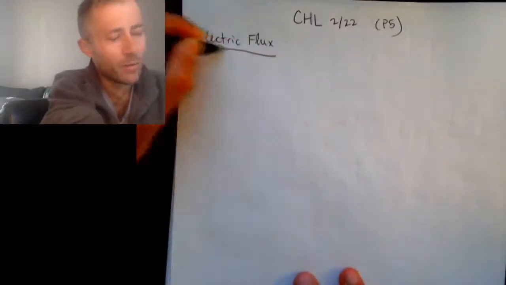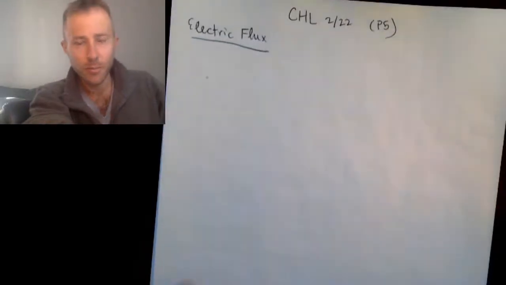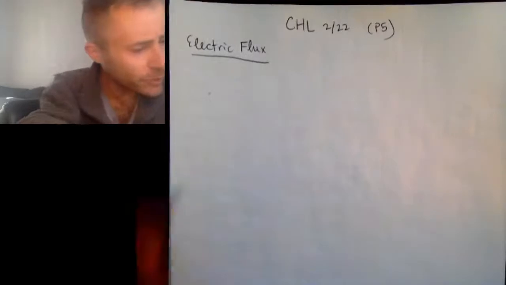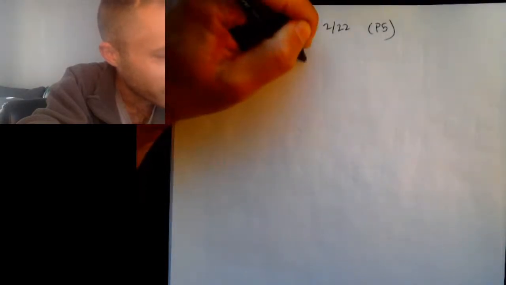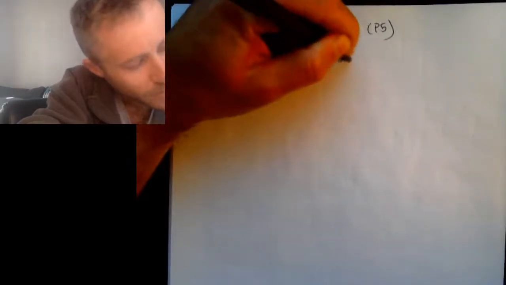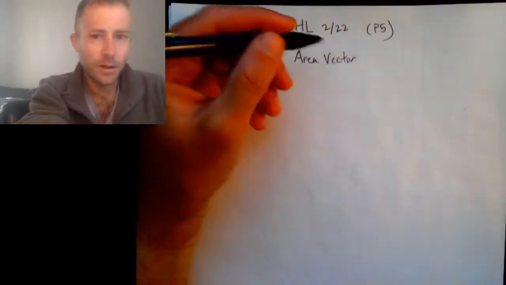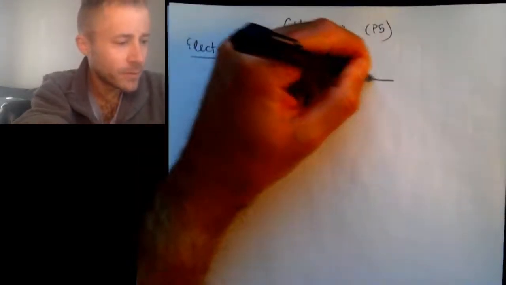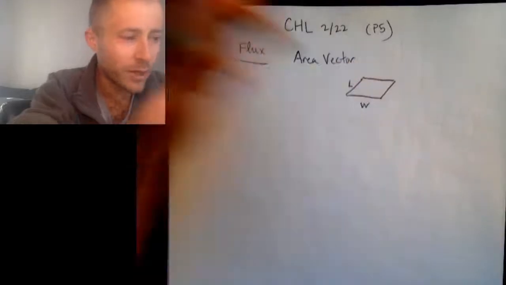So the first thing, and we're going to build up to the actual definition of electric flux, but the first thing that I need to introduce to you is the idea of an area vector. Okay, so let's suppose you had a rectangle. Okay, and I'm trying to draw this in a three-dimensional sense. Let's say it's an L by W rectangle.